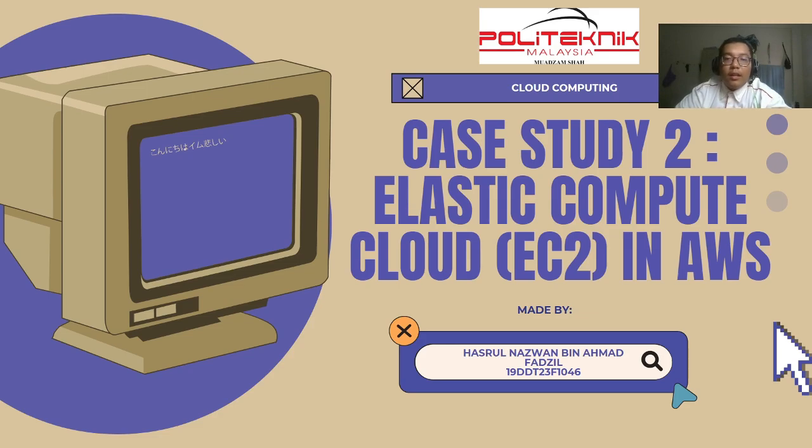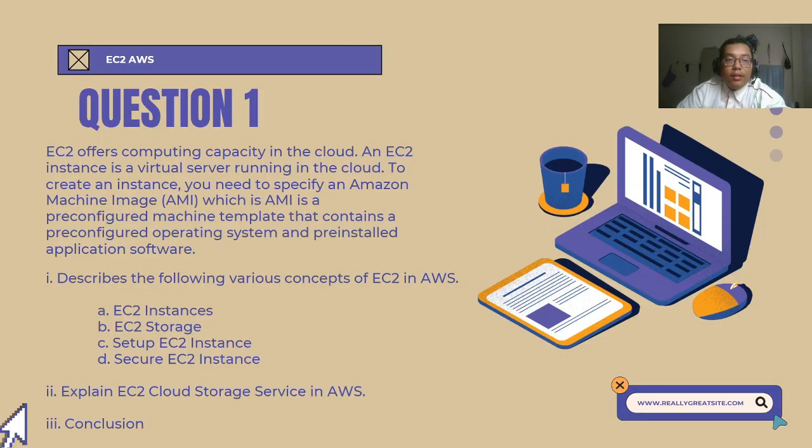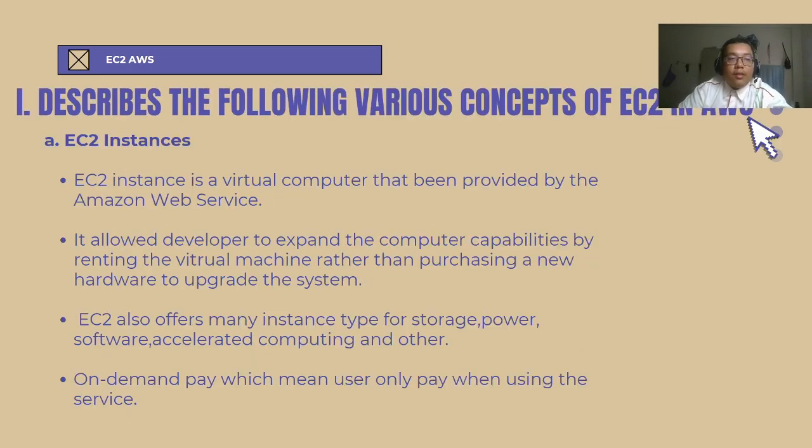Today I'm going to present case study 2, Elastic Compute Cloud, EC2, in AWS. So here's the question, and you can read it. Okay, the first question is describe the following various concepts of EC2 in AWS. A is EC2 instance. So what is EC2 instance?